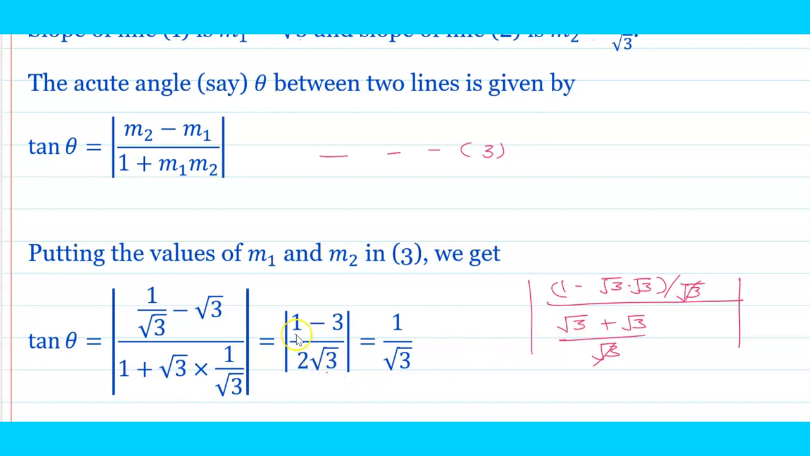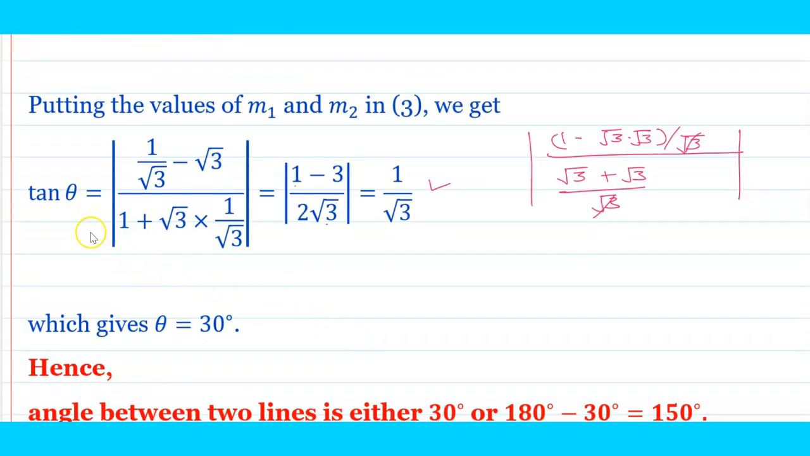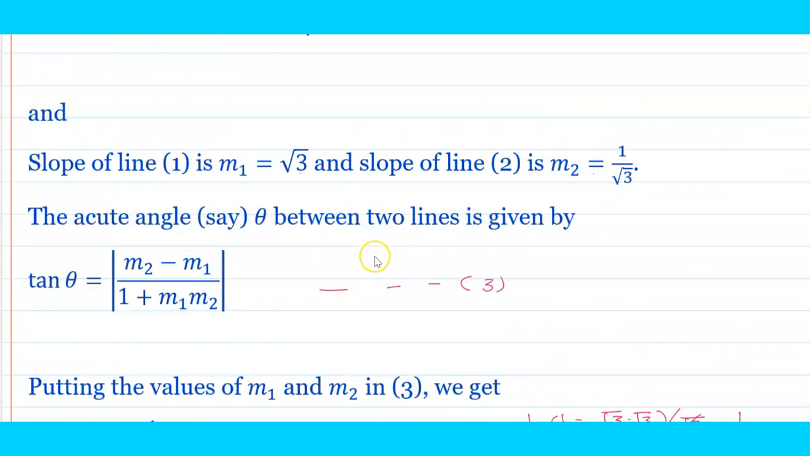Okay. 1 minus 3 means what? Minus 2. Minus 2 upon 2 root 3, 2 gets cancelled. And it has a mod sign. Therefore, it will become 1 upon root 3. Therefore, tan theta is equals to 1 by root 3. And it indicates that theta is equals to 30 degrees. Because tan 30 is 1 by root 3.